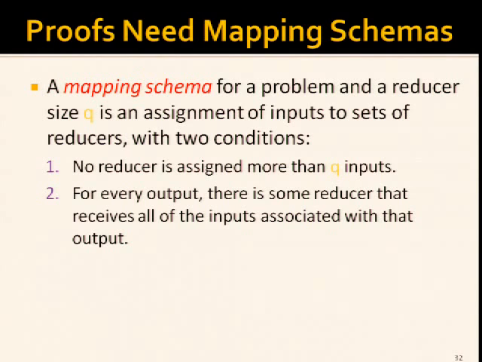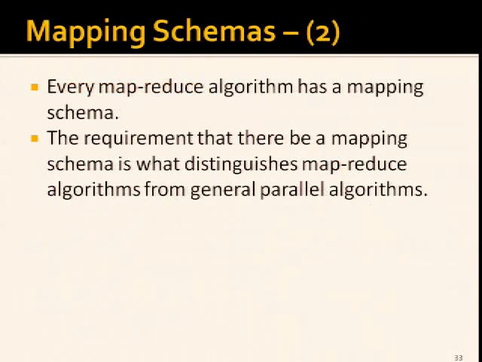Now, what that means is that for every output, some reducer receives all the inputs that it needs to compute that output. And it's sort of necessary and sufficient, in that if some reducer gets all the inputs it needs, then since you can write arbitrary code, you can surely figure out how to produce that output from the inputs, because the output only depends on those inputs. Okay, the term I want to use is that the reducer covers the output. So every output has to be covered by some reducer. That's really the mapping schema condition.